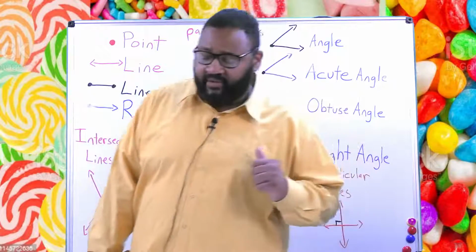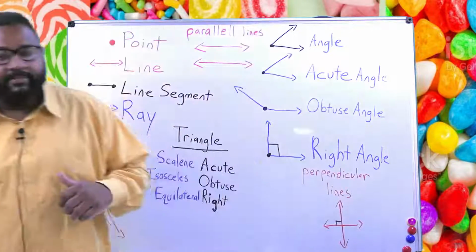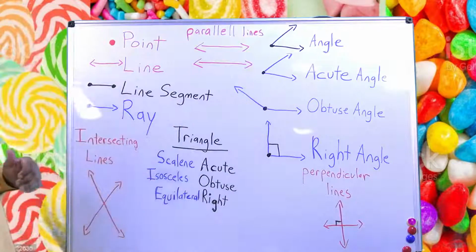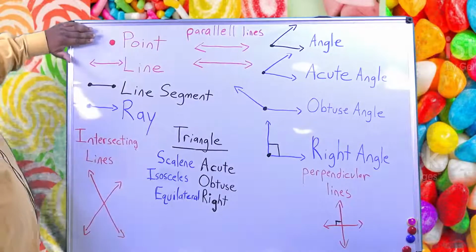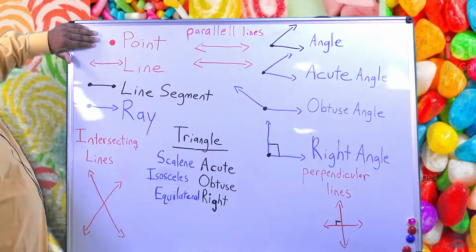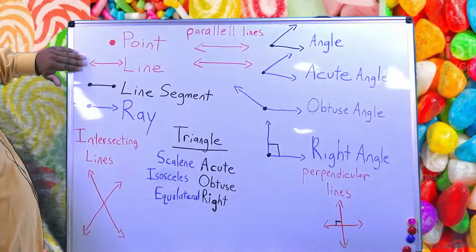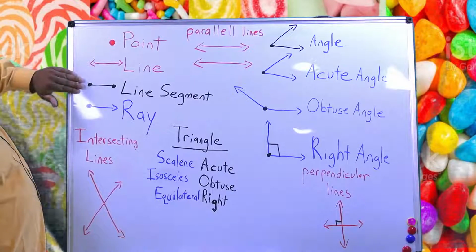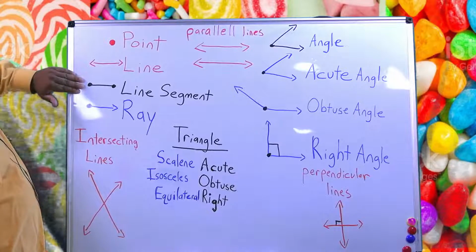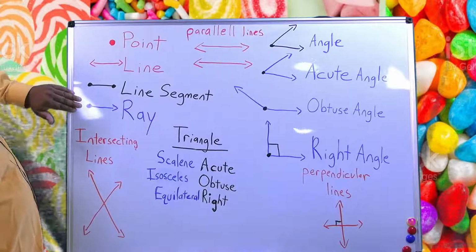I have a few vocabulary words that we want to talk about. Our first vocabulary word will be point. Our next vocabulary word will be line. Next vocabulary word is line segment. Next vocabulary word is ray.